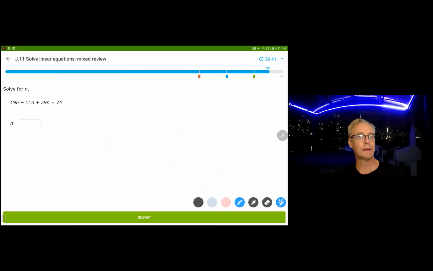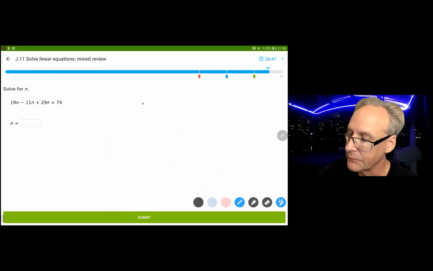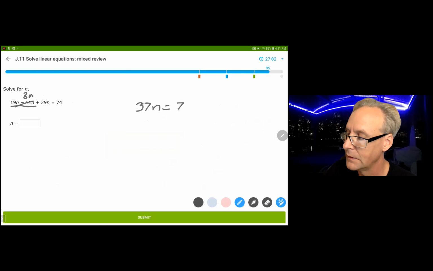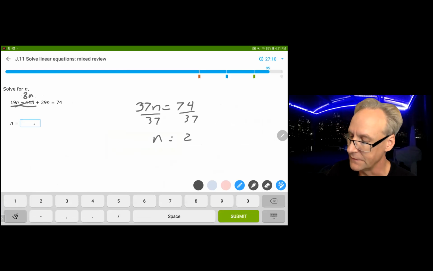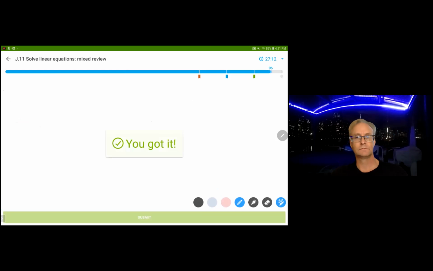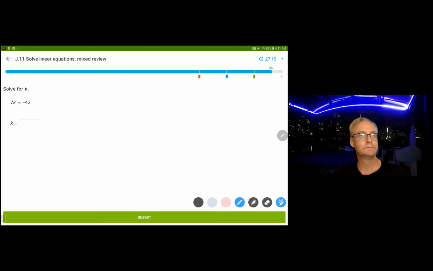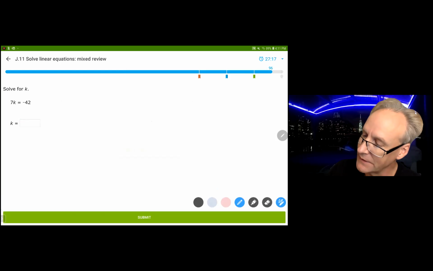Maybe a couple more. All right, looks like we've got a 48 and, oh wait, no, sorry. I can add those together. That's 7n, 8n when I add these together. And then when I add the 8n with the 29n, I get 37n. And it just so happens when I divide by 37 on both sides, I just get 2. Nice, easy one. And not quite done yet. Oh, now we get an easy one. -6 it is.